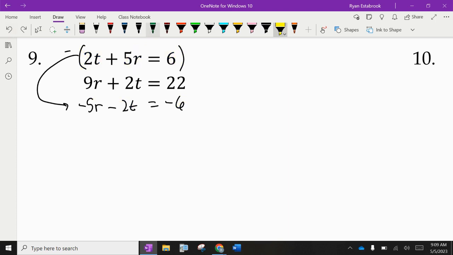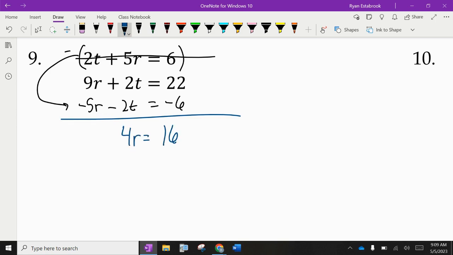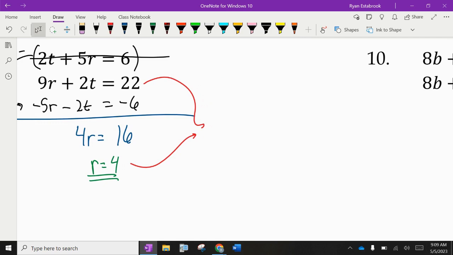So I don't confuse myself too much, maybe I want to cross this one out so I know I'm dealing with these bottom two equations. Bottom two equations are set up really nicely now. The T's are complete opposites. Add them, poof, gone. Add your R values. Add the right side. Solve for R. Once you have R, plug it in, solve for T.